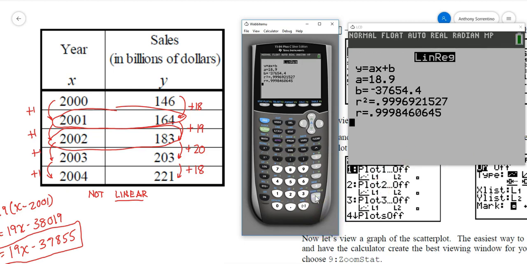And what it does is 2 things. One, it gives me the equation of the linear regression. So the equation that is for the line of best fit is y equals a, which is 18.9, plus x plus b, which is negative 37654.4. So I'm going to write that as the linear regression equation here.